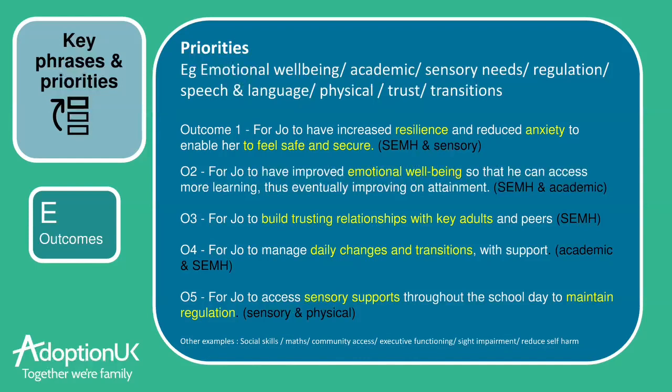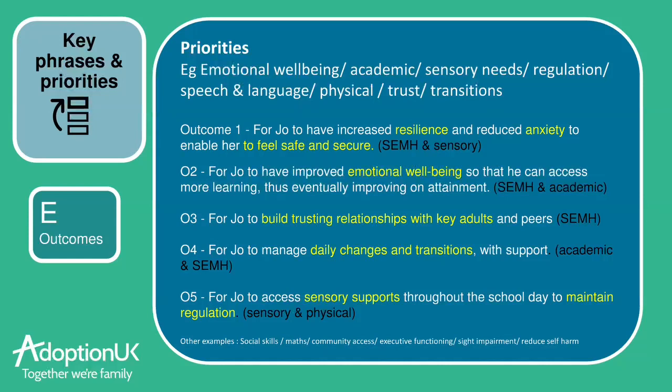Another one could be emotional well-being: for Joe to have improved emotional well-being so that he can access more learning, thus eventually improving his attainment. There we're looking at an academic outcome, but the need for the SEMH to be met as well. Outcome 3, for Joe to build trusting relationships with key adults and peers. This can be a big one too.